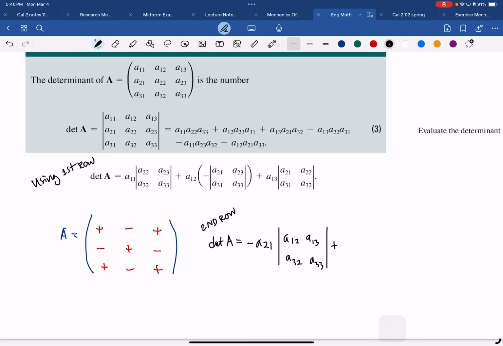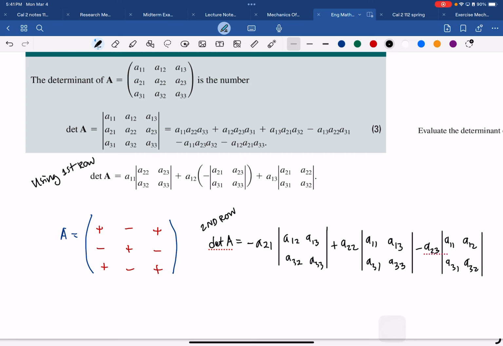and then plus A22, multiplied with A11, A31, A13, and A33. And then lastly, negative A23, multiplied with A11, A12, A31, A32.